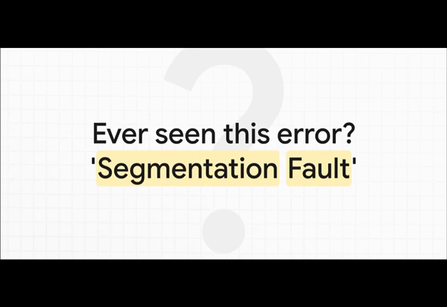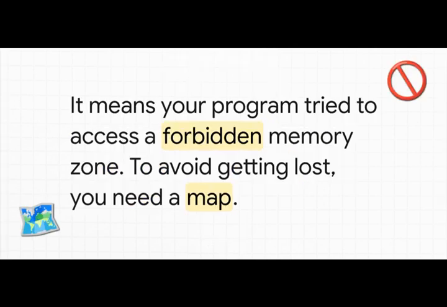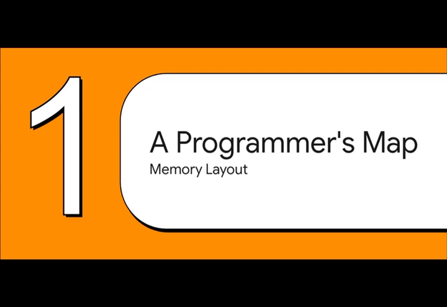It's that error that just stops your program dead in its tracks and can be a real pain to figure out. So what is it actually saying? Well, in the simplest terms, your program tried to step into a part of memory where it wasn't invited. It's kind of like trying to barge into a locked room. To stop getting lost and to avoid these crashes, what you really need is a map, a blueprint of your program's memory.